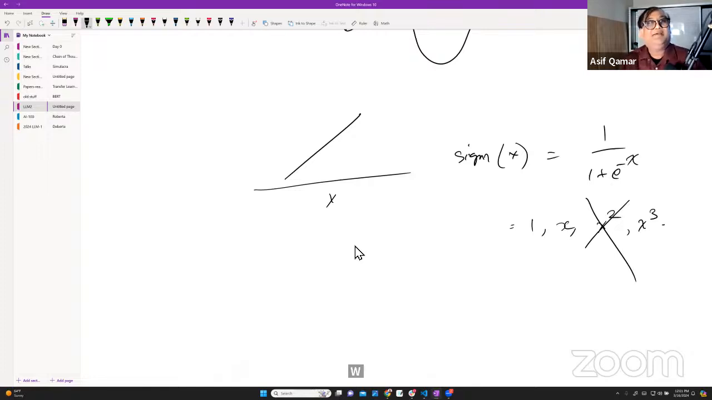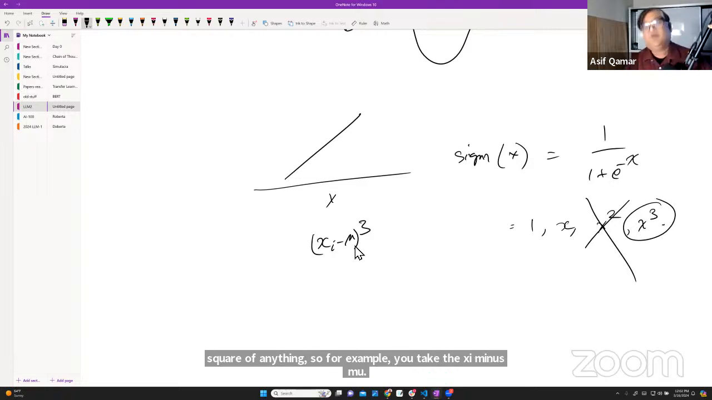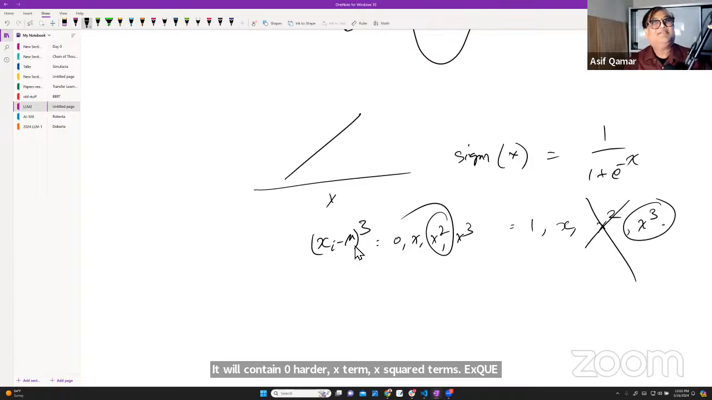What do you say? No, you can, because what happens is if you take the square of anything, so for example, you take the (xi minus mu) cube. Let's say that there's a cubic term there. What will the expansion contain? It will contain 0th order, x term, x squared terms, x cubed terms. So your x squared terms will anyway be there. Does that make sense? Right.